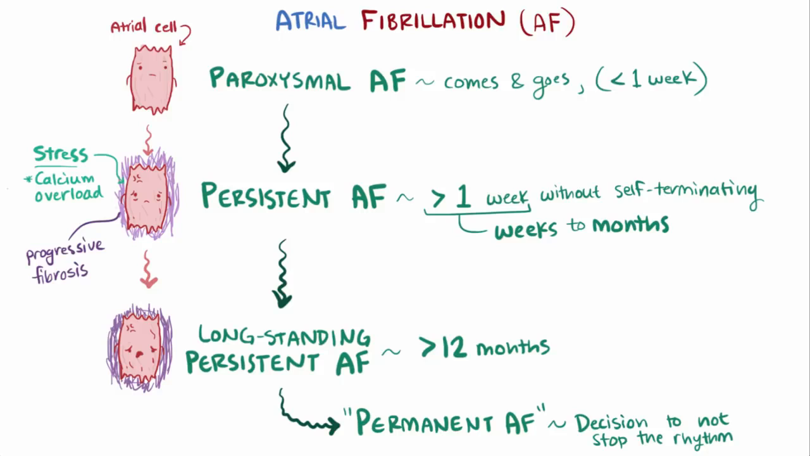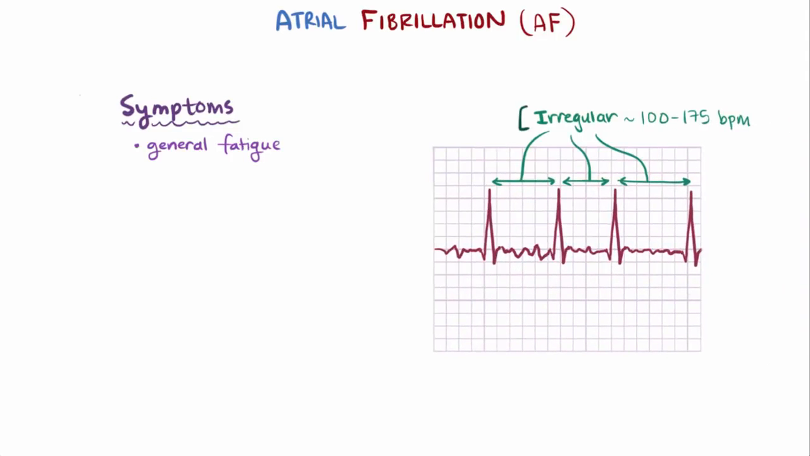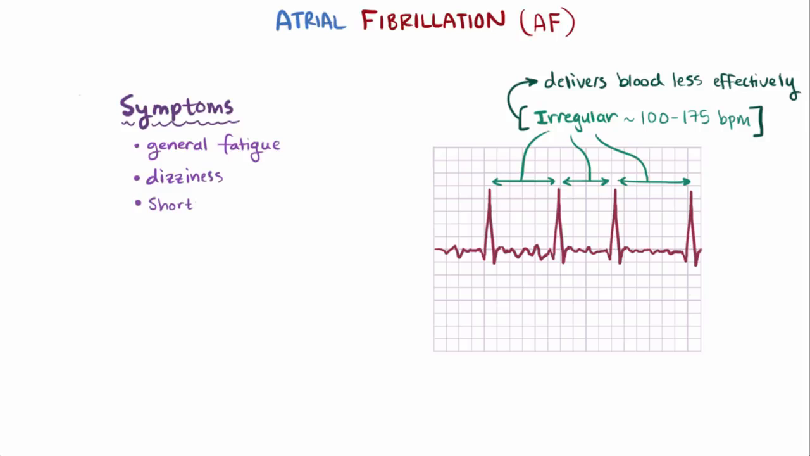Common symptoms of AF are feelings of general fatigue, since the heart rate isn't being governed by the sinus node anymore and contracts at irregular intervals, delivering blood less effectively to the tissues. Other related symptoms include dizziness, shortness of breath, and weakness. Patients might also feel palpitations or a thumping in their chest.